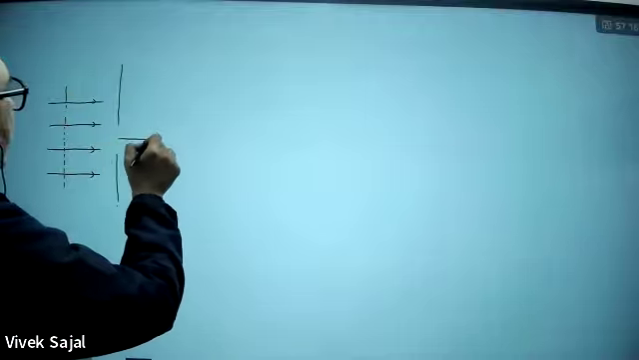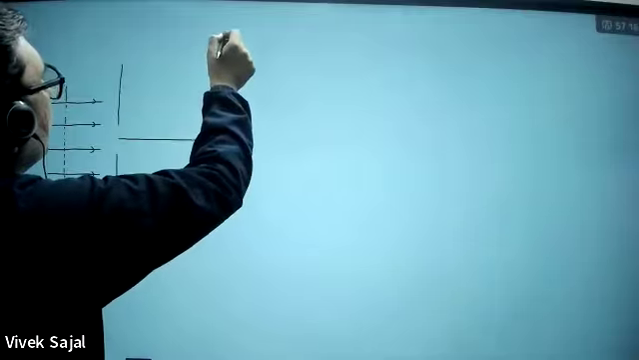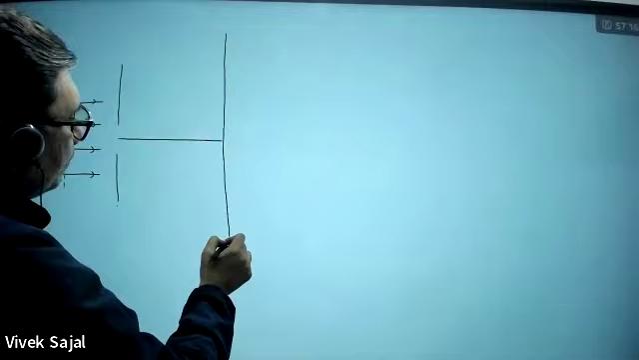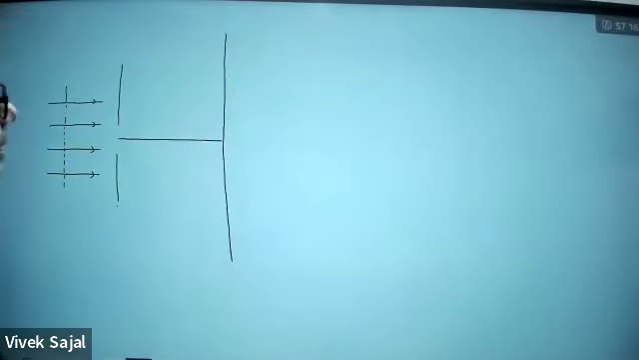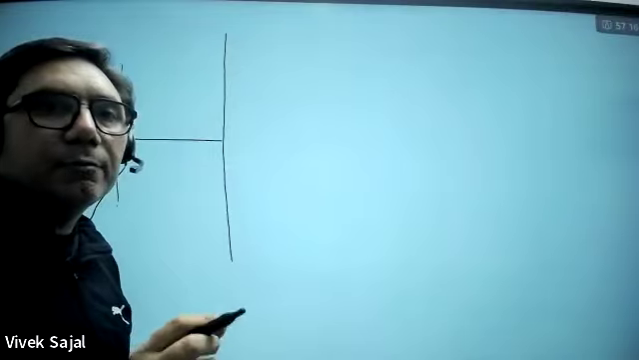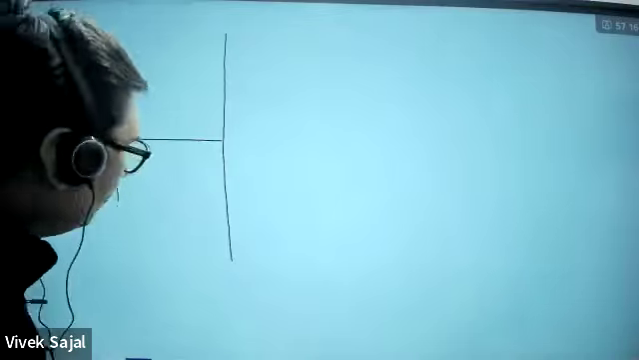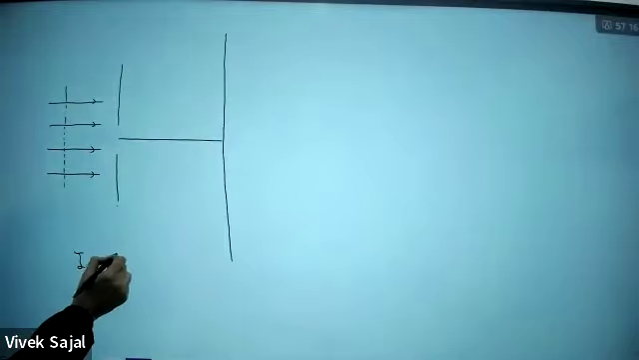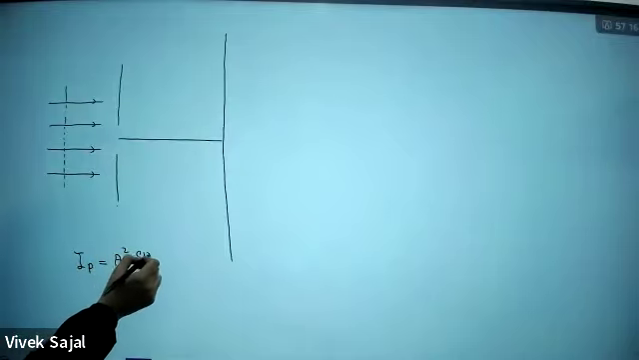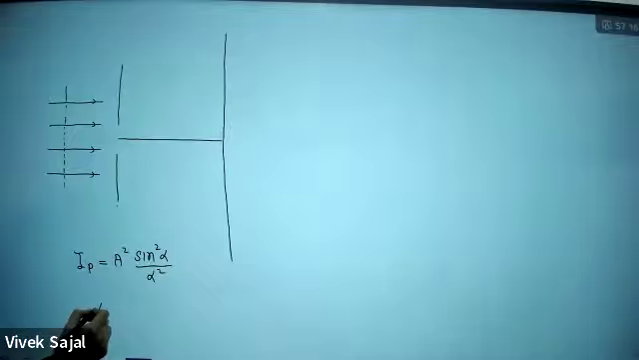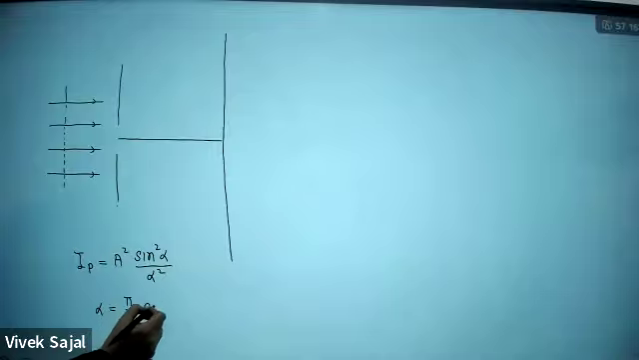And we get an intensity pattern over here. Okay, we are getting an intensity pattern here. And this intensity pattern is given by I_P equal to A square sin square alpha upon alpha square. So here this pattern will be, again I am writing here, A square sin square alpha upon alpha square. What is alpha? Alpha is pi by lambda, and this will be e sin theta.